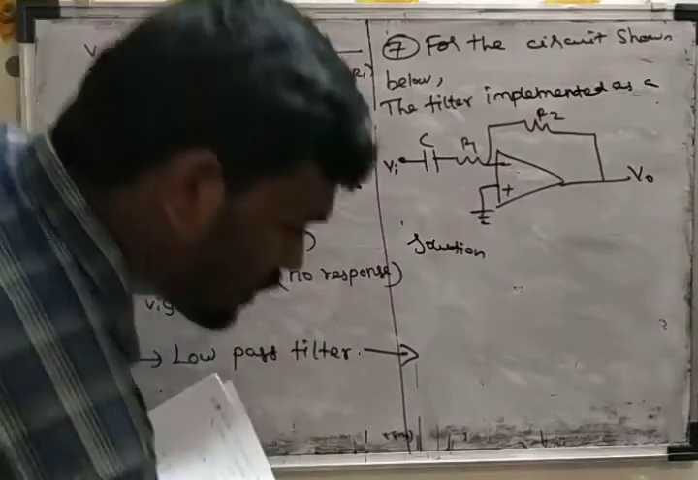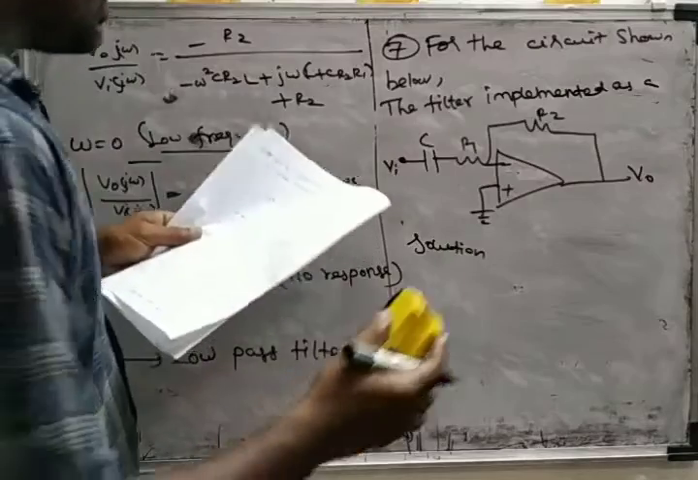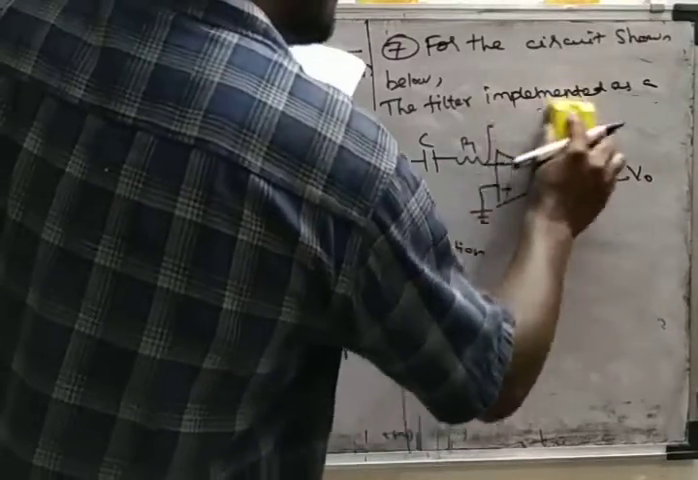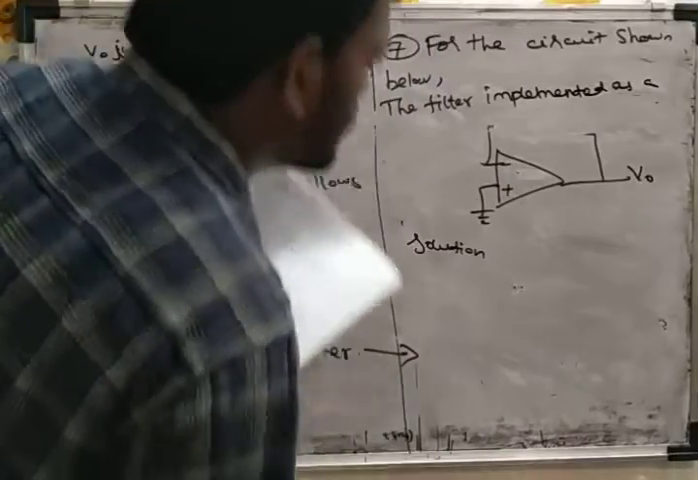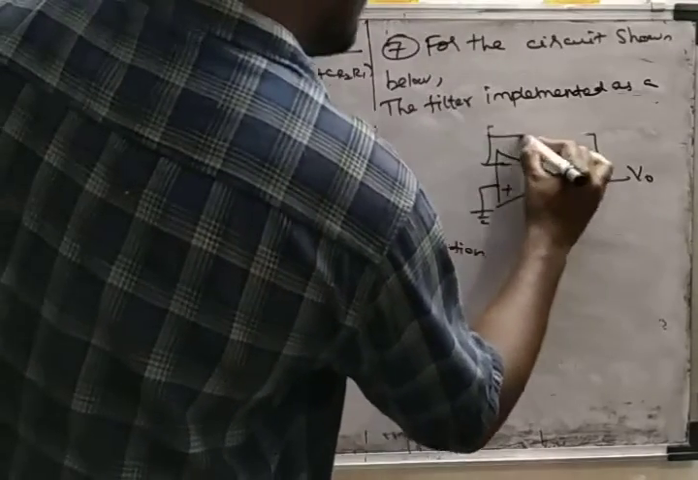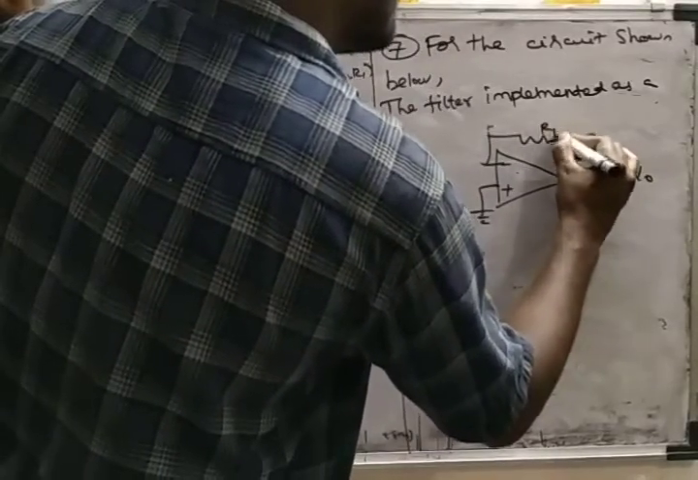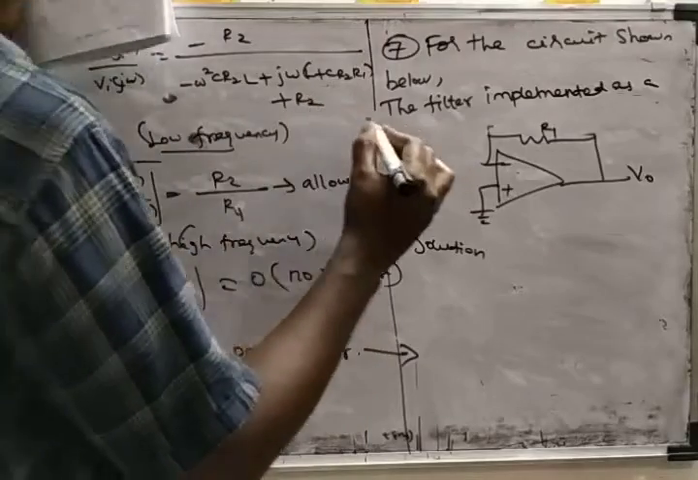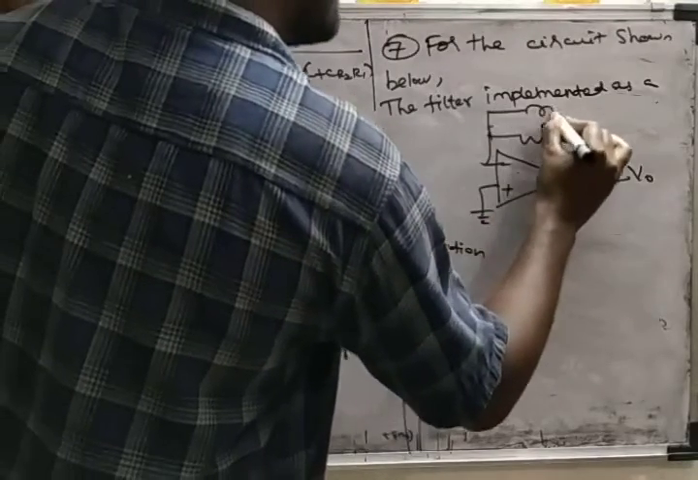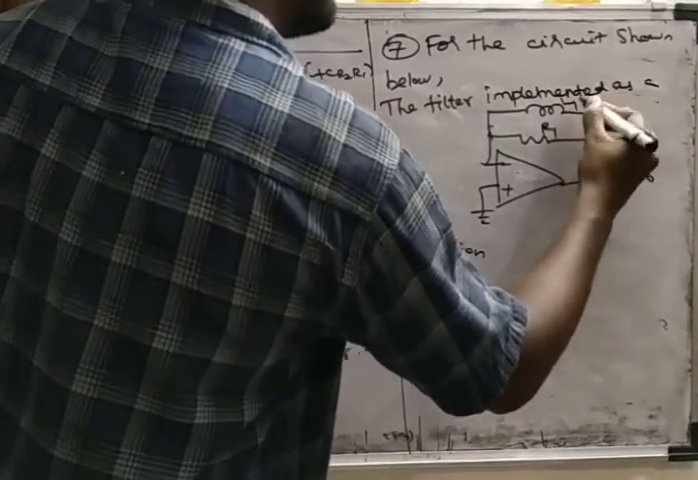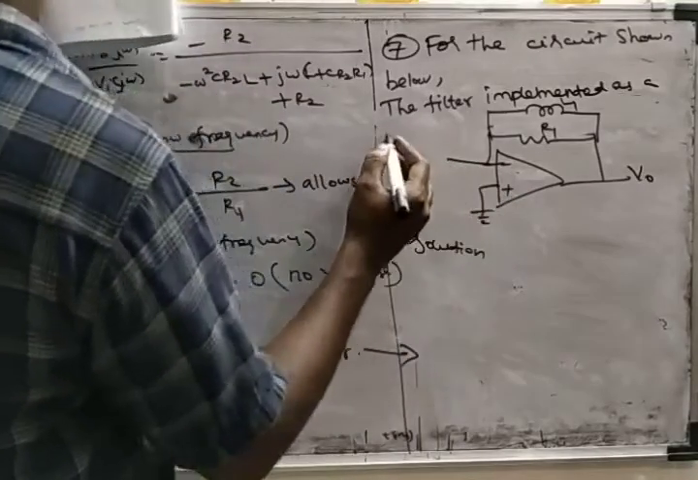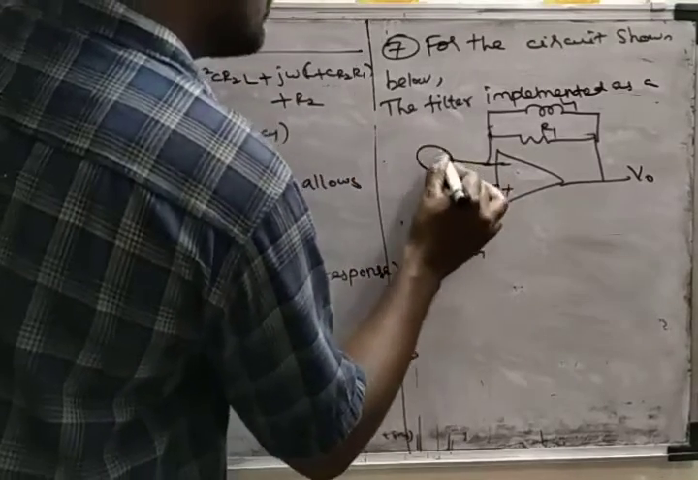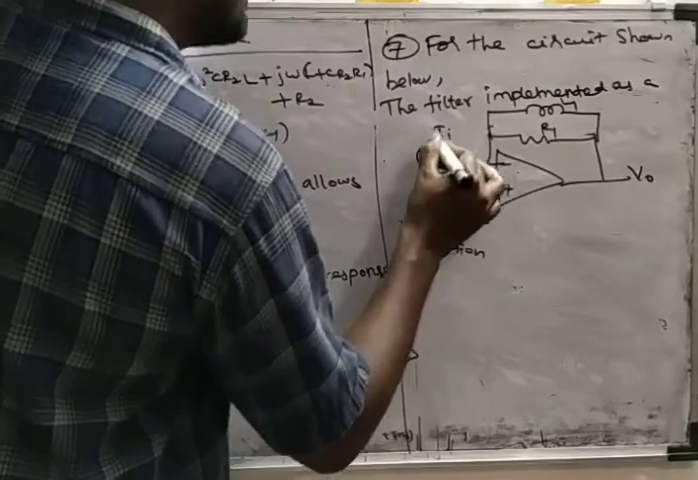Sorry, here the circuit is wrong. Here we have R1 in parallel with L1, and we have a current source IA.